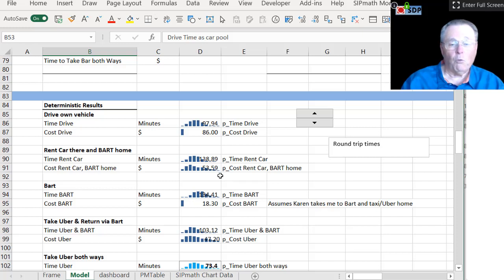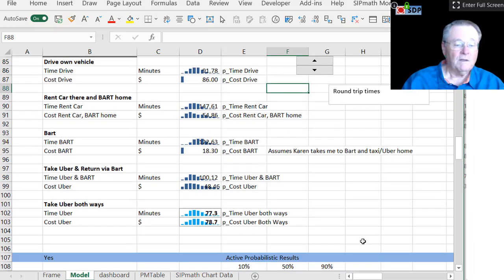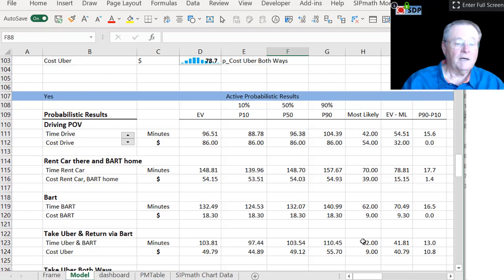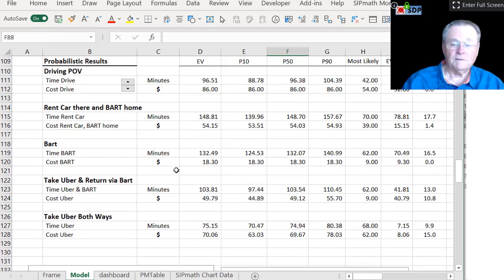deterministic results. This is really for one simulation. If I want to see a different simulation, I think I can do this. Say here's driving my own vehicle, the cost is the same. Taking Uber, it should maybe be a different number here. There we see different numbers coming up down here. Okay? And then I have the expected values.